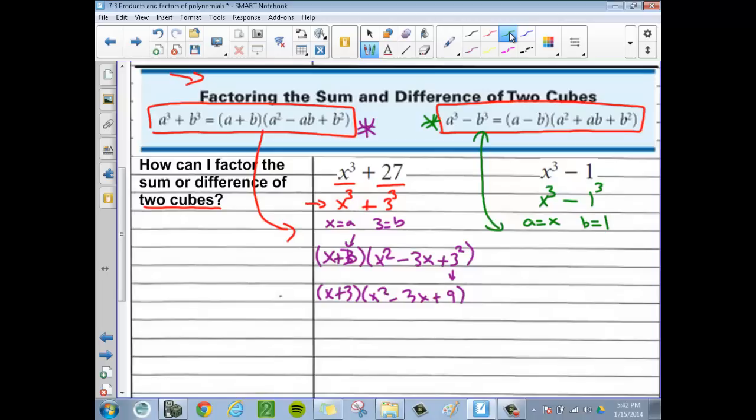Okay, so let's do that quick. We have x minus 1 times x squared plus x times 1 plus 1 squared. Bam. And so if we were to simplify this down, we have x minus 1 times x squared plus x plus 1. And that's your final solution for factoring the difference of two perfect cubes.